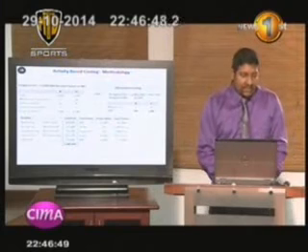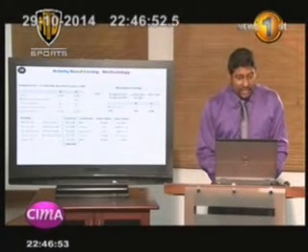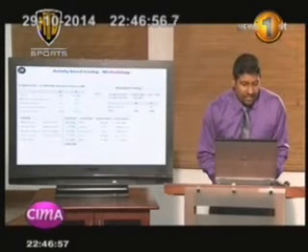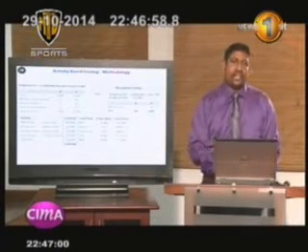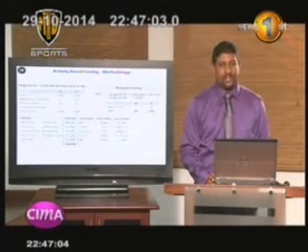Now look at the next example, stores issues. Now stores issues, what is the driver? Driver is number of issues. Now they have given the number of issues for the entire product, not per unit, not per batch. So that is given at the product level.